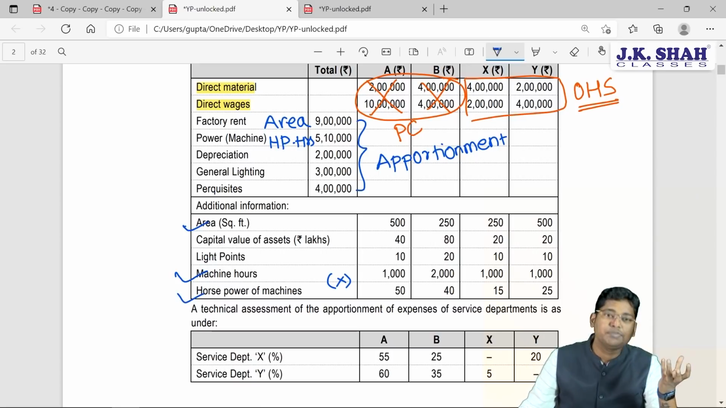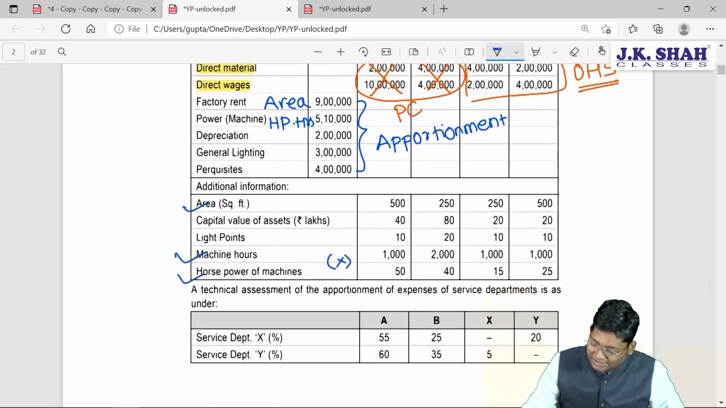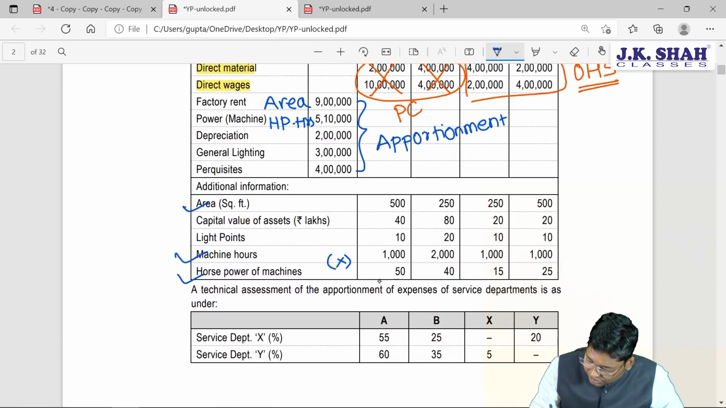How many horsepower you have consumed on an hourly basis for running your machine, that's what we are calculating. So as far as your first department is concerned, your HP hours are 50,000. Your HP hours for the second department are 80,000, then 15,000 and 25,000.